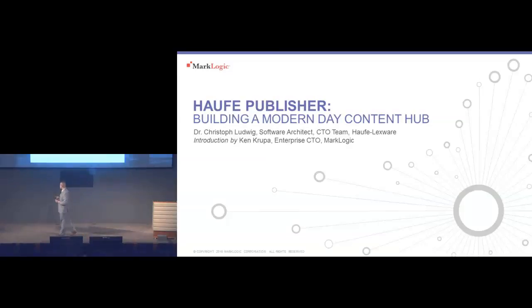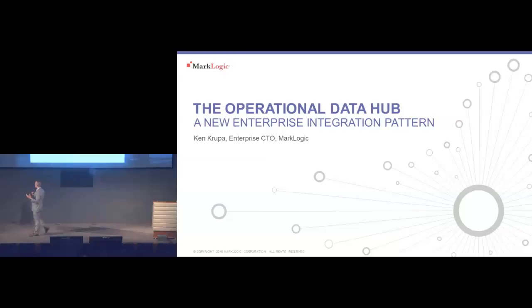So here's what I'm going to talk about. I'm talking about this notion of a new enterprise architecture pattern, enterprise integration pattern called the operational data hub. You hear about data warehouses, lakes, microservices, all kinds of things. Well, this operational data hub is what is needed for managing data in the 21st century.